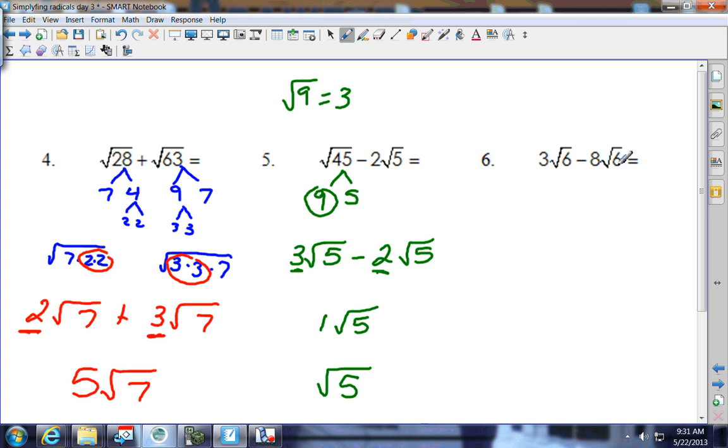The next one, square root of 6 is as simple as it can get. They're both square root of 6. So all you have to do is take 3 minus 8. You get negative 5 square root of 6. That's your answer. It's negative because it says 3 minus 8. 3 minus 8 is negative 5.